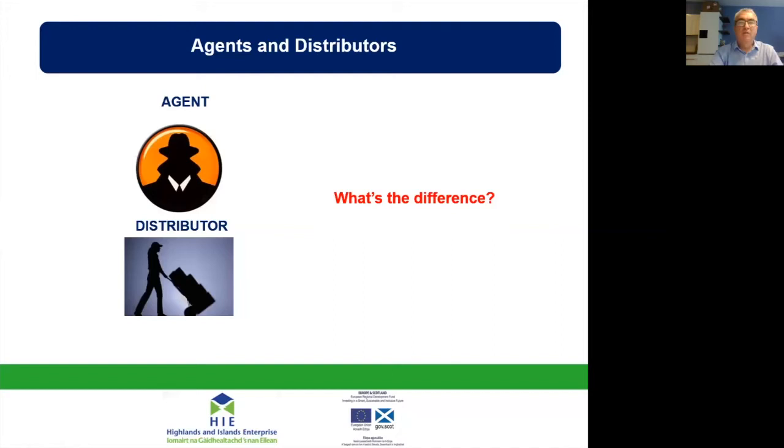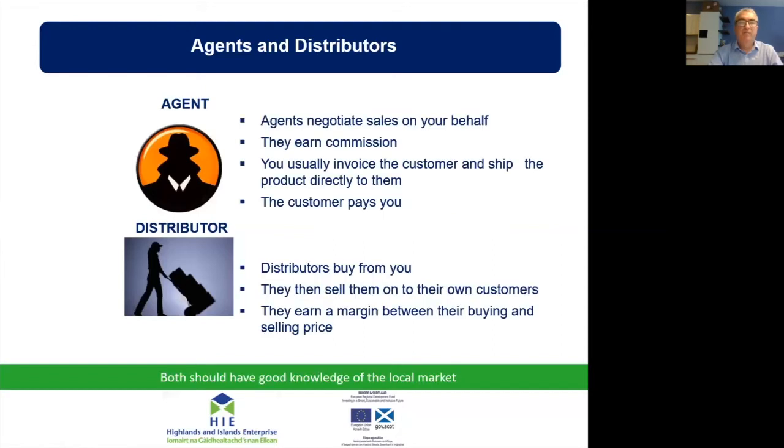So, what is the difference between an agent and distributor? An agent effectively is your representative in the marketplace. They negotiate sales on your behalf, and in return for this, they earn commission. It's normally the case that you invoice the customer and ship the products directly to them, and the customer pays you. So you have a relationship with the end customer.